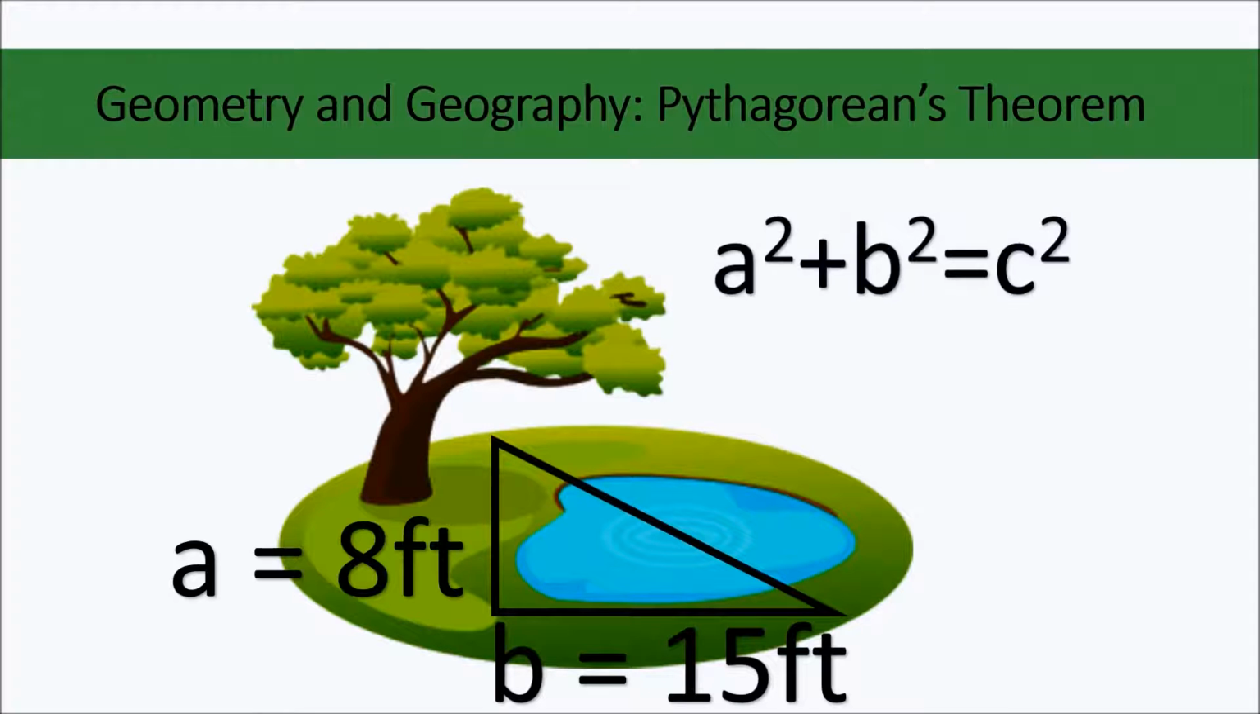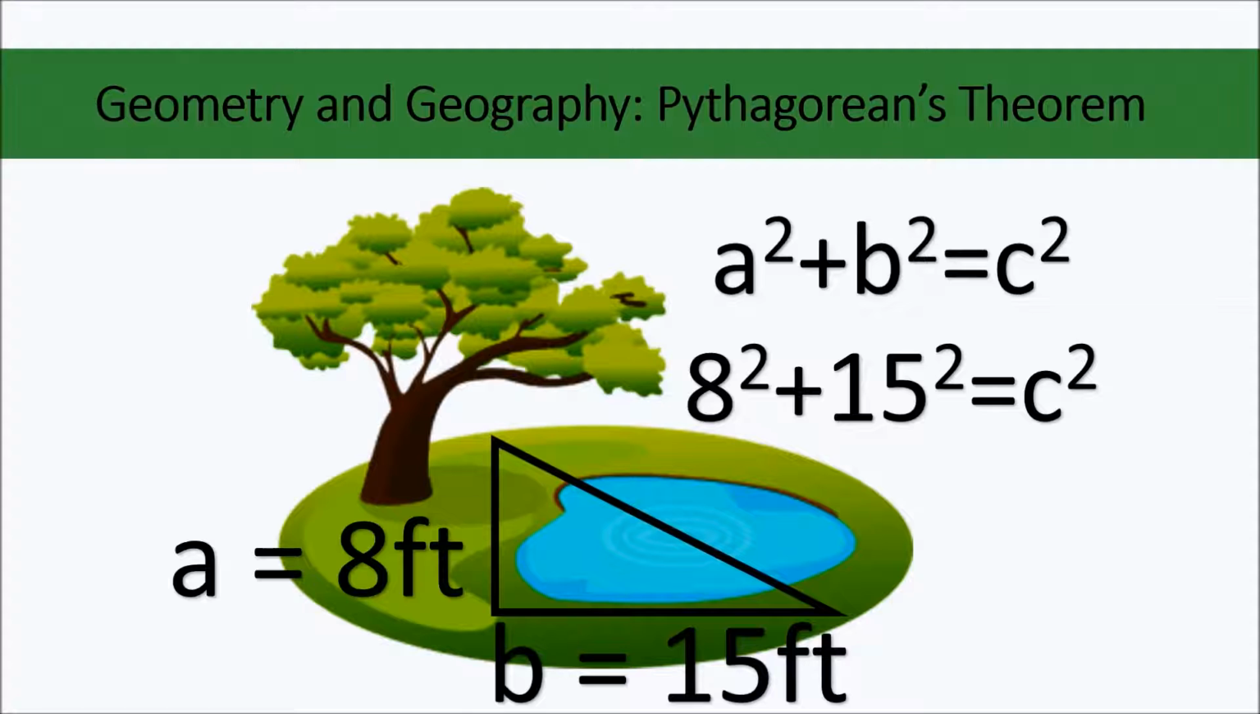Now I'm sure you're all aware that a squared plus b squared is equal to c squared, which is what the Pythagorean theorem is. If we input our values and do a little bit of algebra, we find that c, the distance across the pond, should be 17 feet.